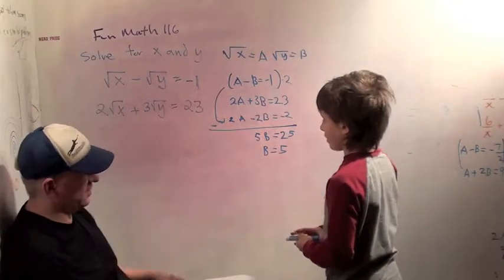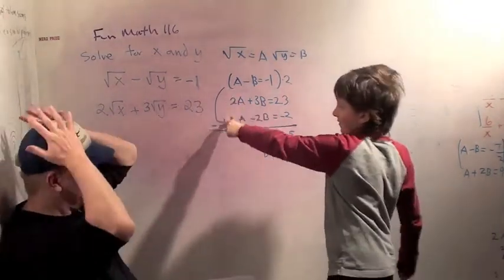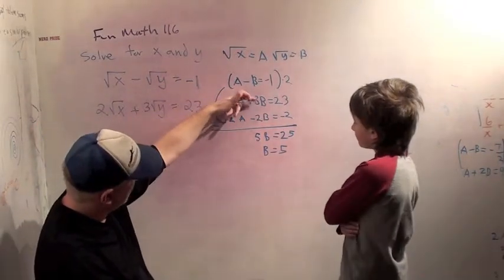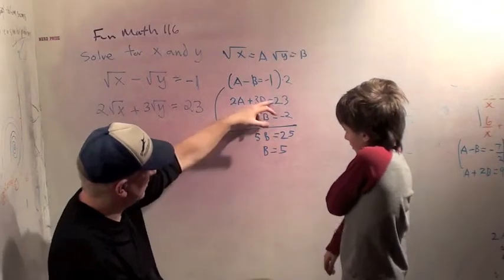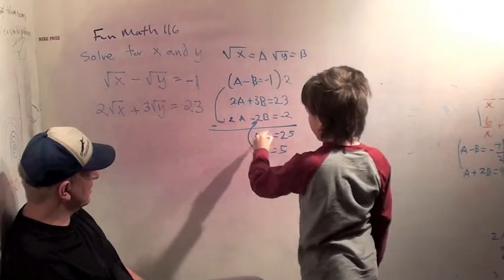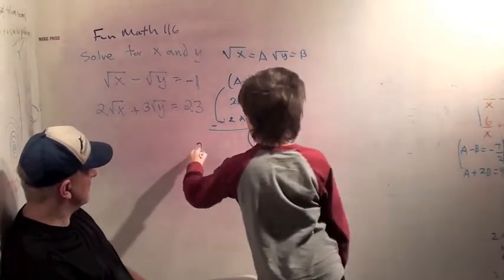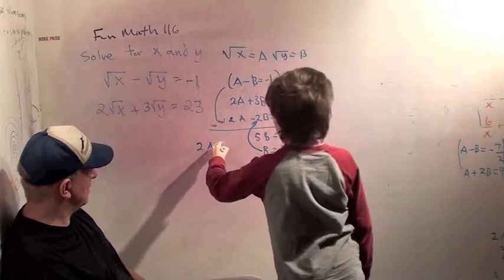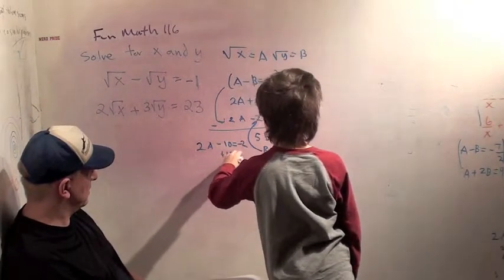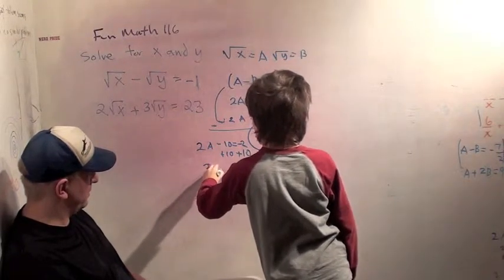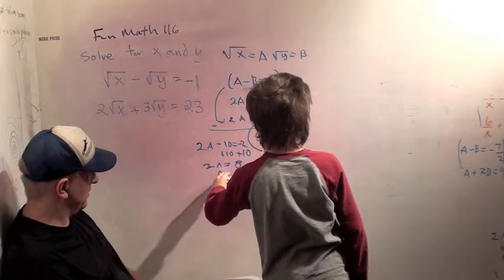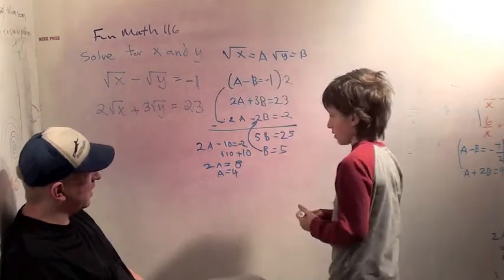You didn't say anything about the a's. What happened to them? They disappeared because you subtracted. We took 2a minus 2a, 3b minus 2b, and 23 minus 2. So we got b equals 5. Now we can plug that in here, and we get 2a minus 10 equals minus 2. 2a equals 8. A equals 4. Great.